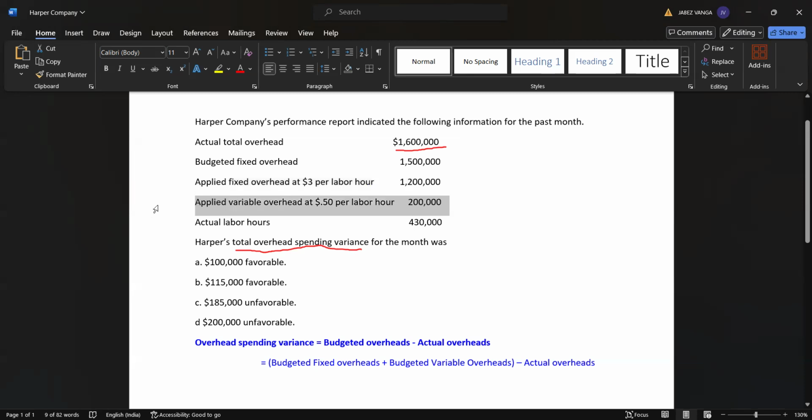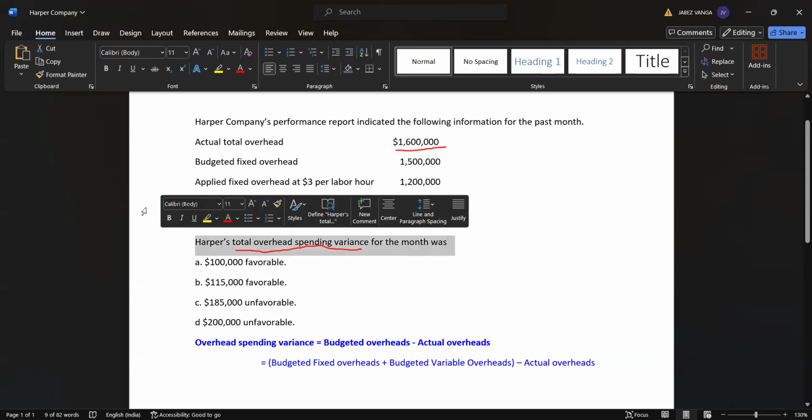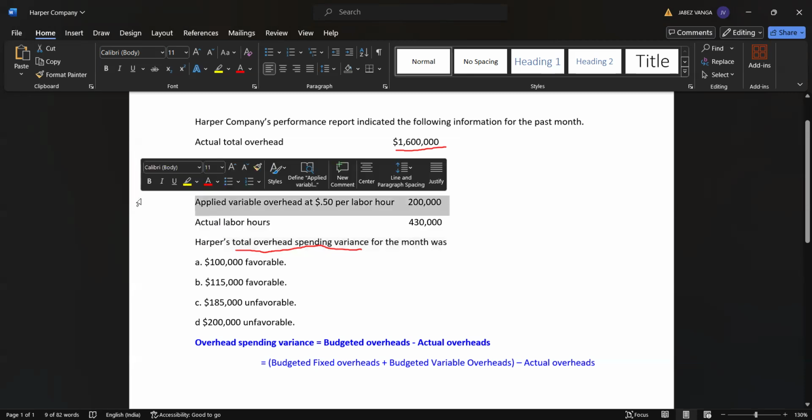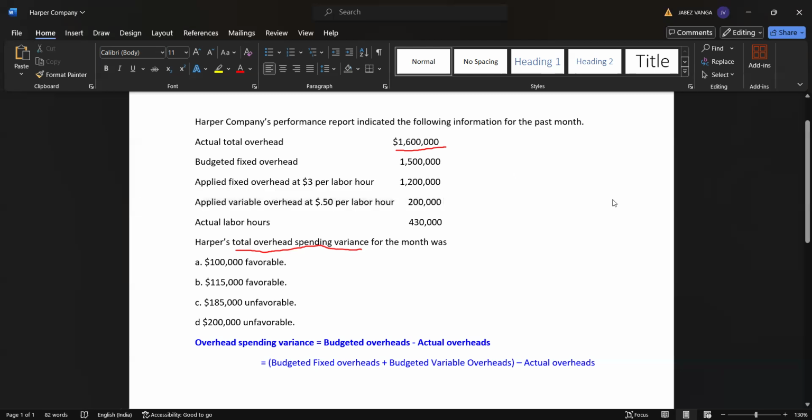The same can be understood even from here as well. See, we see that applied variable overheads is at the rate of 0.50 per labor hour. So, at the rate of 0.5, if the cost is 200,000, it should be 400,000 hours. So the budgeted hours are decided at 400,000. So from this data, we understand that it is 400,000. But the actual activity happened at a different activity level. The actual activity is at 430,000 hours.